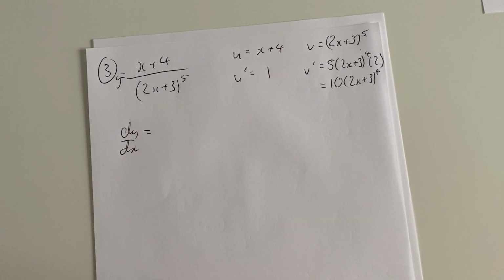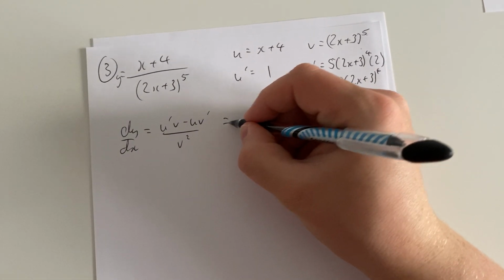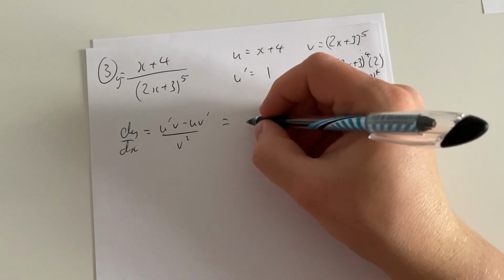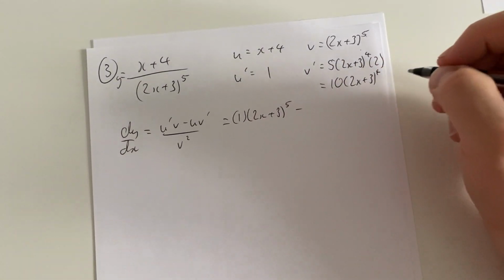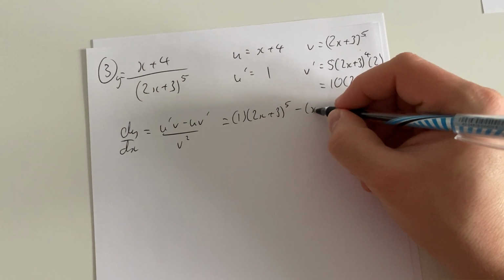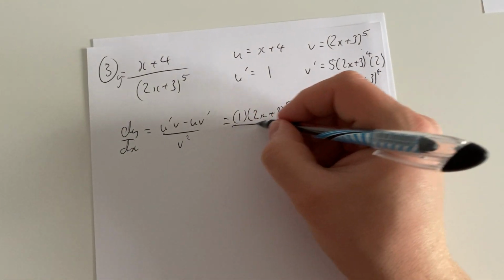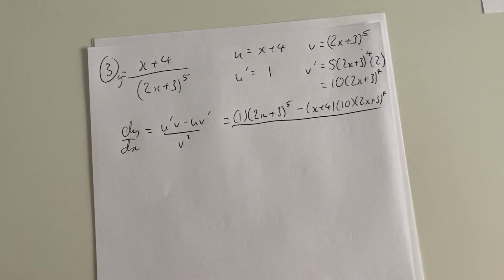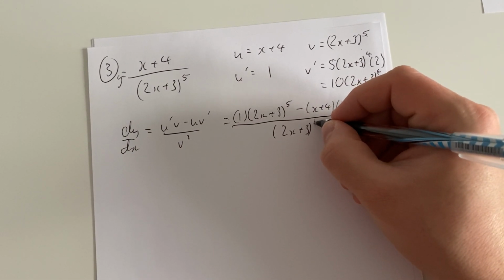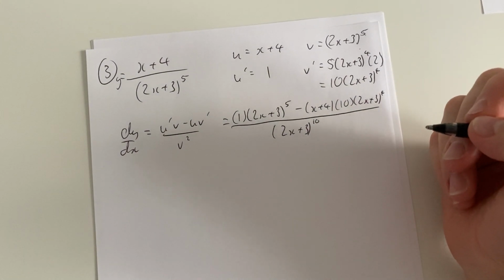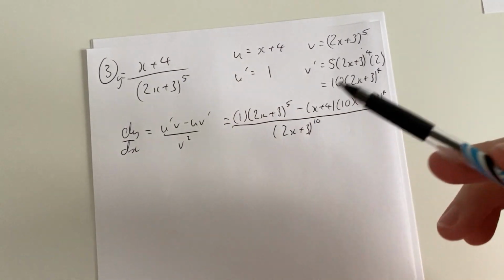So if you differentiate, that means we've got to put it in our function again. So u dash 1 times v, minus uv dash, all over v squared. Now, if you do 2x plus 3 to the 5 and square it, you should hopefully know from your index laws, if you square it, you multiply the powers, so that will get you to the 10. I'm not going to bother simplifying all of that, but you could do if you wanted.